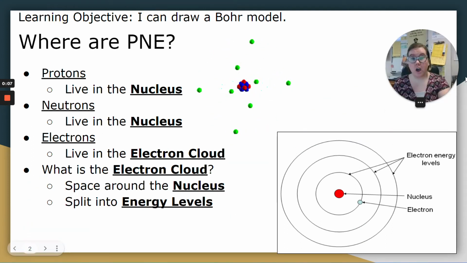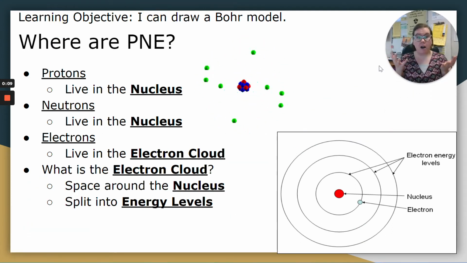All right, so first of all, a quick review. Where are PNE, protons, neutrons, and electrons? Protons live in that nucleus, which in the little GIF there is that center bit with the blue and red dots. Neutrons also live in that nucleus. So we got blue and we got red. Those are both in the nucleus. And then our electrons live in this electron cloud out around the nucleus, and they're kind of floating around like you see.